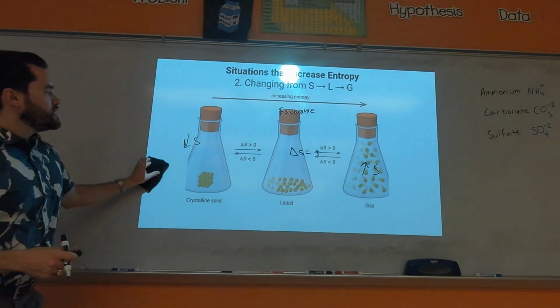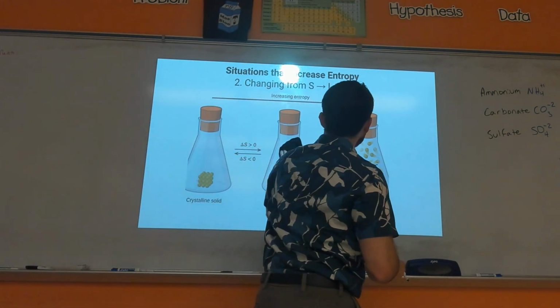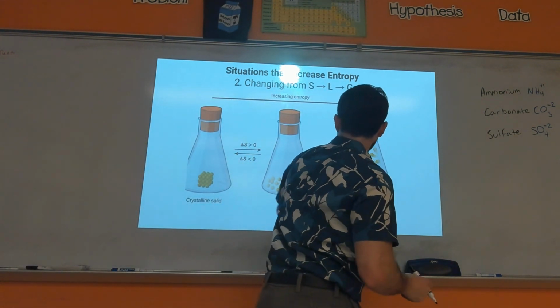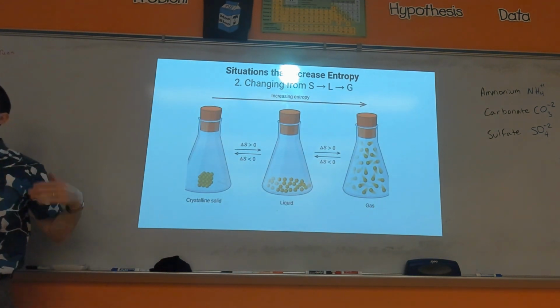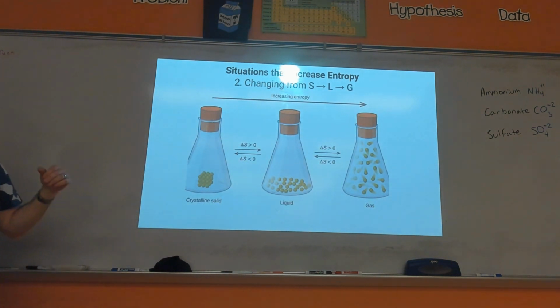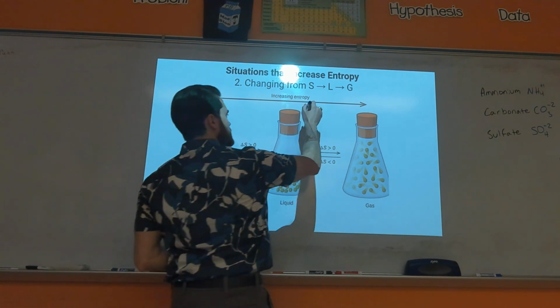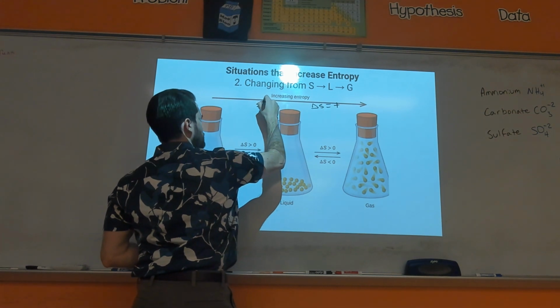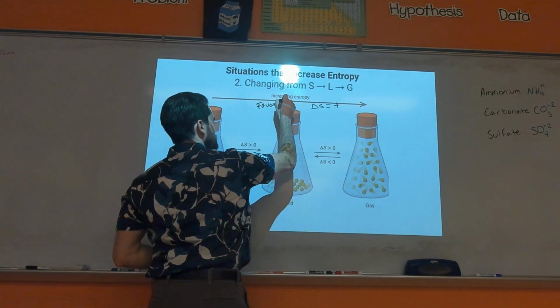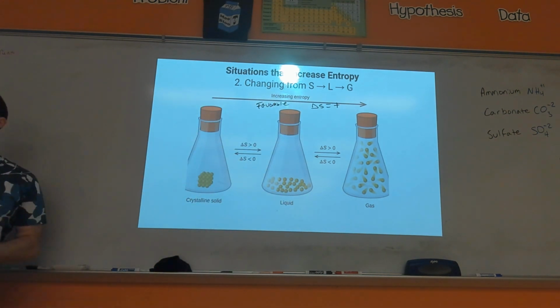Okay. Let's look at, it's really building on the same example, talking about solid to liquid, but taking it a little bit further, talking about gas. If you are moving from a solid to a liquid to a gas, you are increasing entropy. In other words, the delta S is becoming positive. This is favorable because you are increasing your entropy.